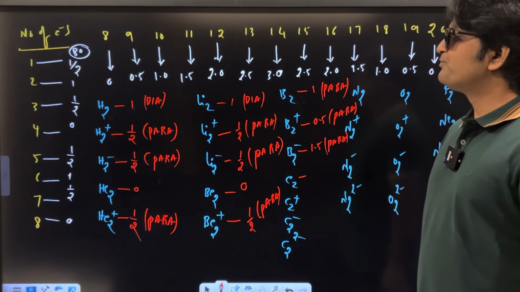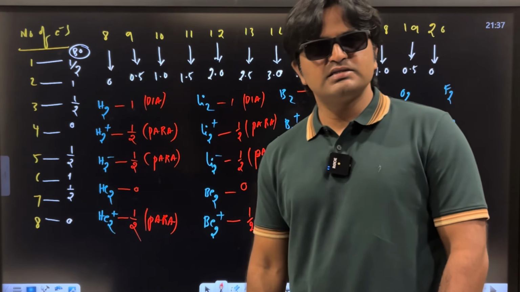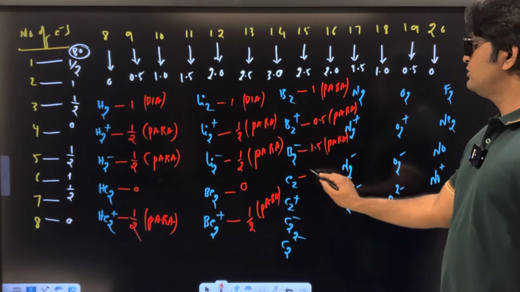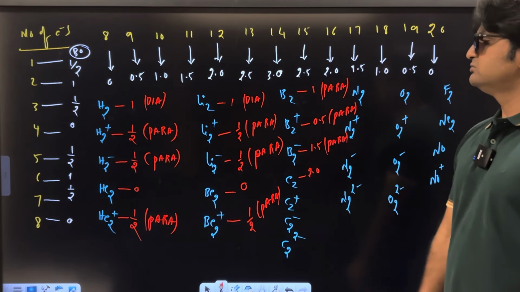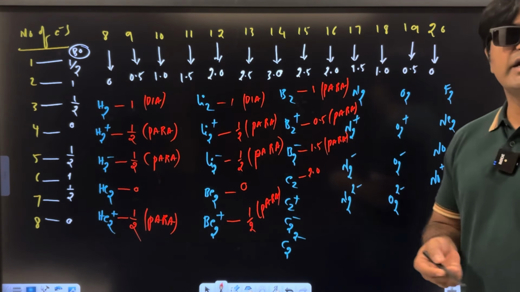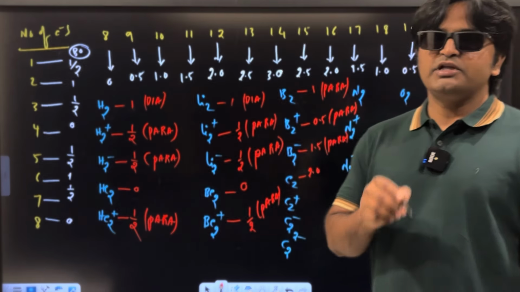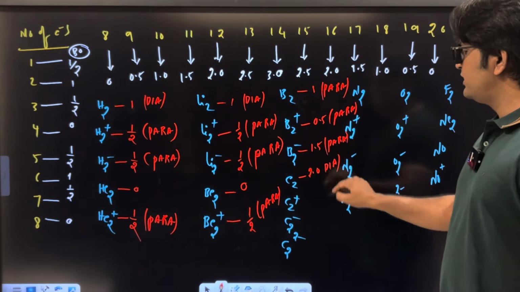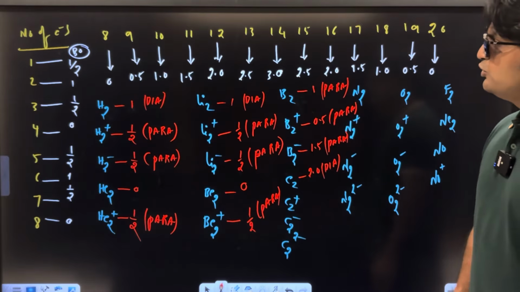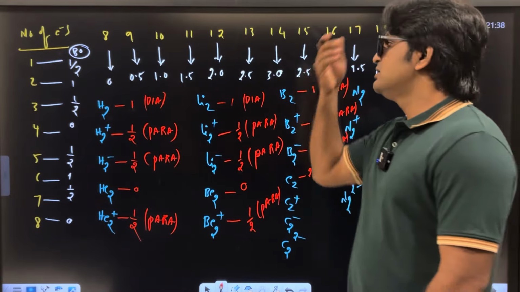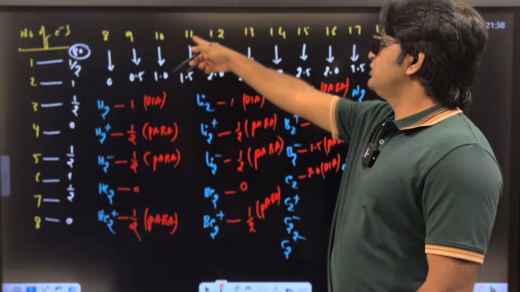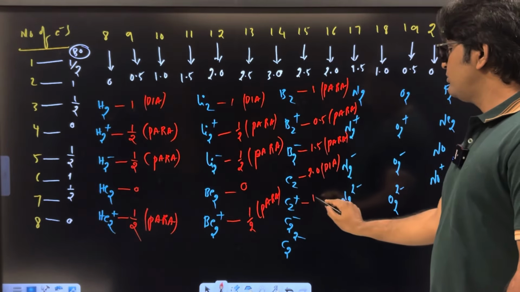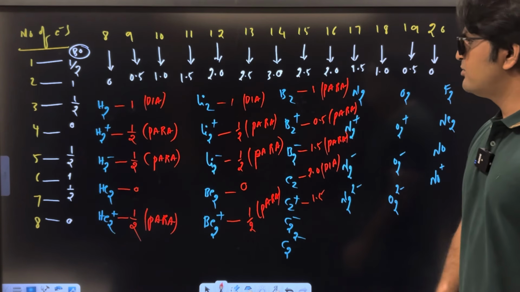Next one, C2. What is the carbon atomic number? 6. 6 twos are 12 electrons. What is the bond order value? 2.0. Okay. Next one, what is the magnetic behavior? Because of the presence of an even number of electrons, that should be taken as what? Diamagnetic species. Right. C2 plus. From 12 electrons, just remove 1 electron, then you are getting 11 electrons. What is the bond order value? 1.5. 1.5 is the bond order.